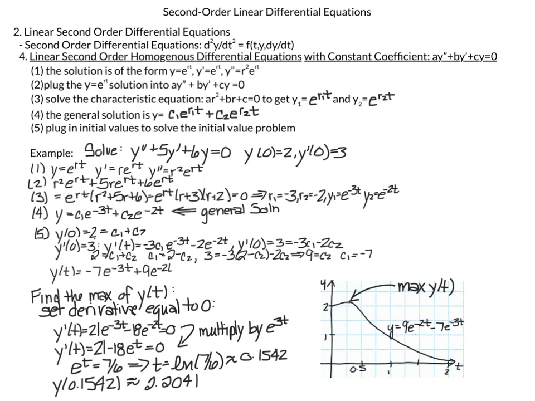To solve this, I'm going to multiply both sides of the equation by e to the 3t, so I get 21 minus 18 e to the t equals 0. So what I have is e to the t is equal to 21 over 18, which is 7 over 6. So t is natural log of 7 over 6. So this is the time over here where y reaches the max. So I plug the time into my function y, and I get 2.2041.